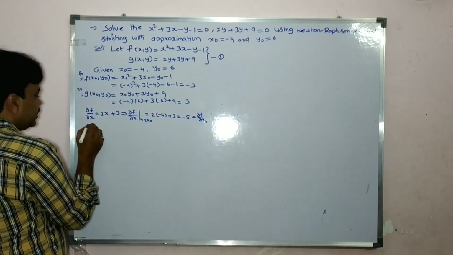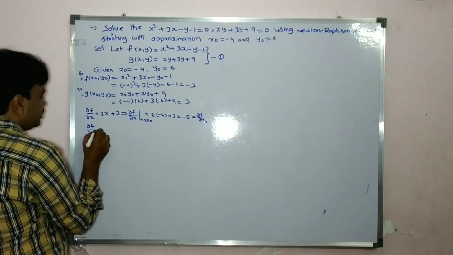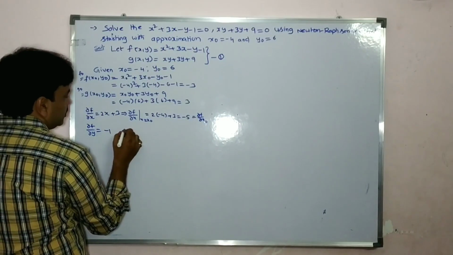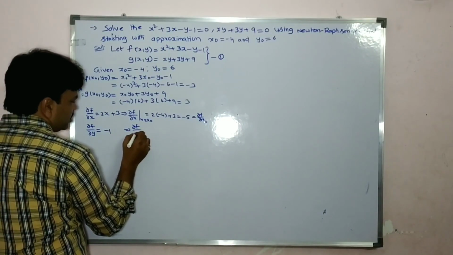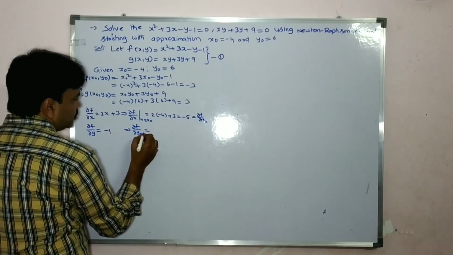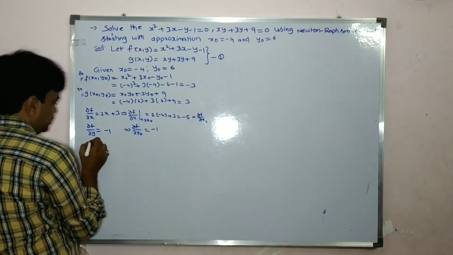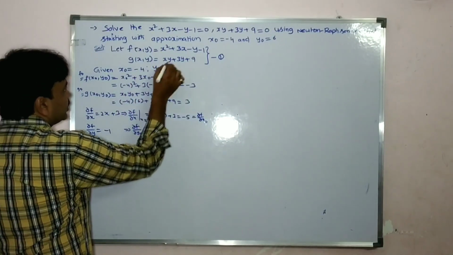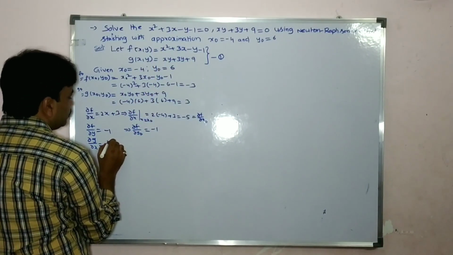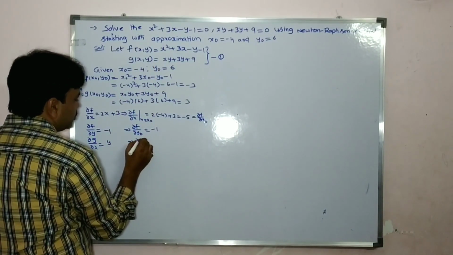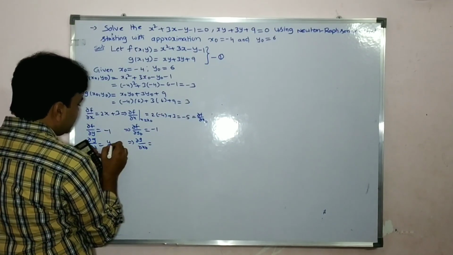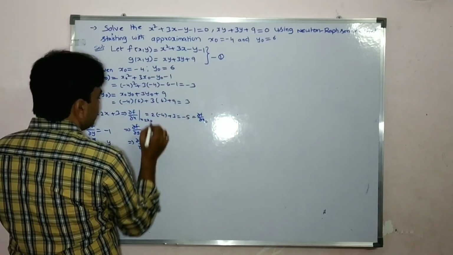Now dou f by dou y, students, we get minus 1. So that implies, I want to write directly, students, here dou f by dou y naught value, it is minus 1. Now dou g by dou x, students, we get here y only. So that implies I want to find dou g by dou x naught. So that is equal to, what is y naught value, students? Y naught value is 6.